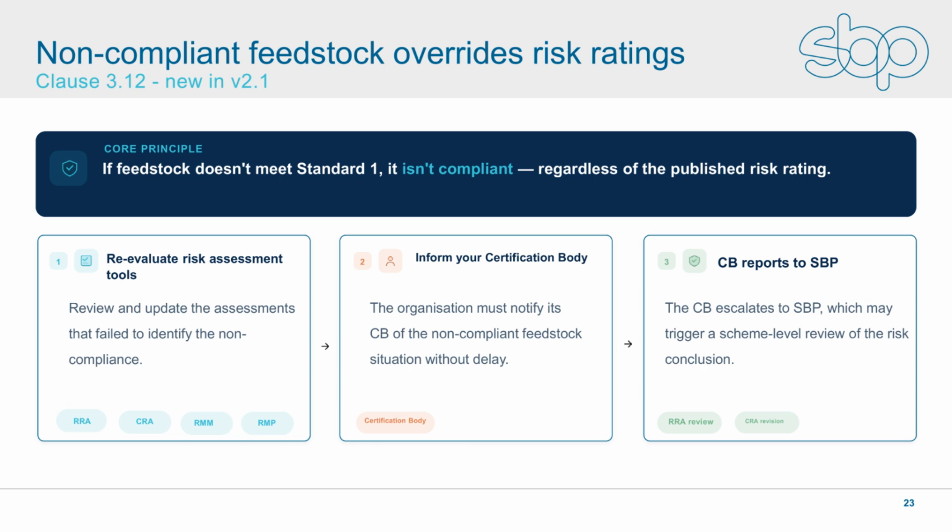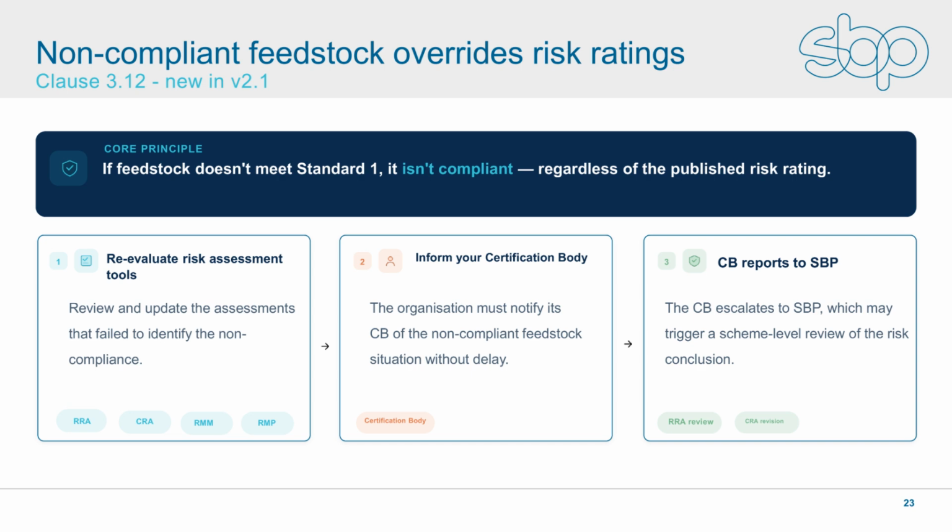Let me give you a concrete example. Suppose an indicator relating to forest conversion is rated as low risk in the published regional risk assessment for a given area, but the biomass producer identifies that feedstock is being received from a source where forest conversion is taking place, and that means the feedstock does not meet the requirements of Standard 1. In that situation, the feedstock cannot be considered compliant, regardless of the risk rating.